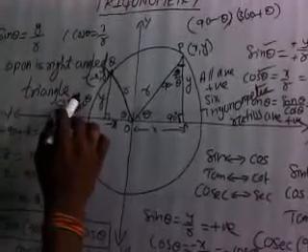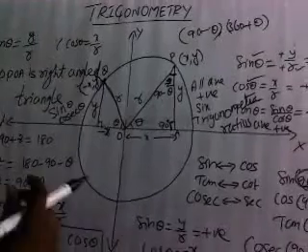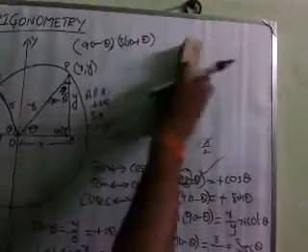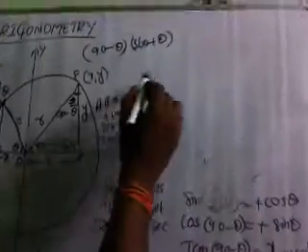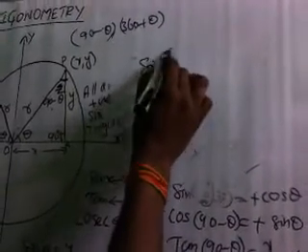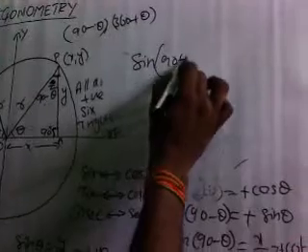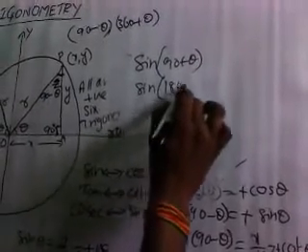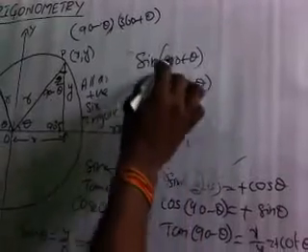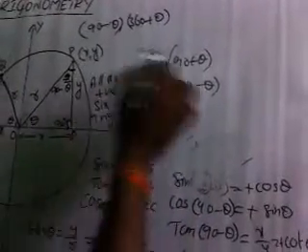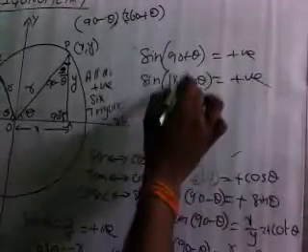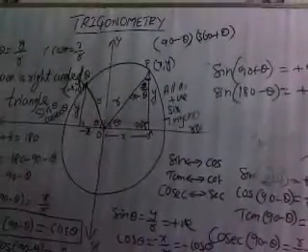When you see sine with second quadrant angles, what are the second quadrant angles? 90 plus theta and 180 minus theta. When you see these angles in front of sine or cosecant, they are always positive. So we get a positive answer because these two are lying in the second quadrant.